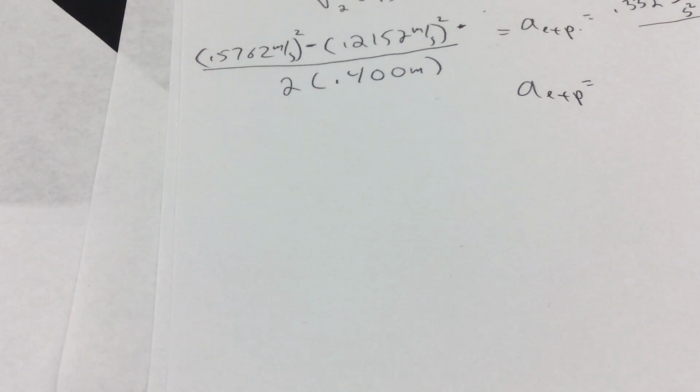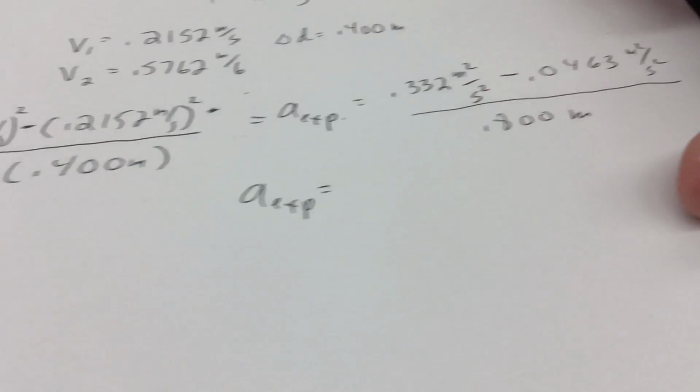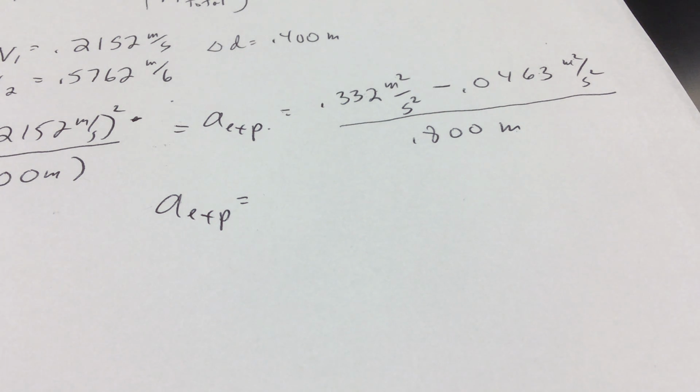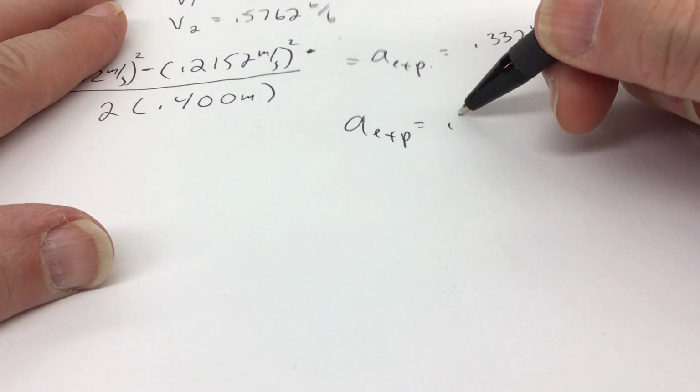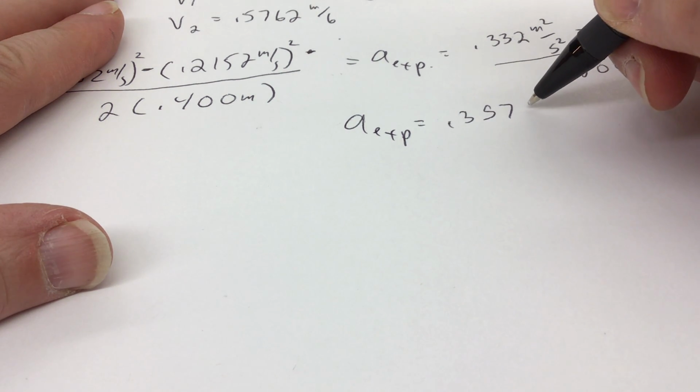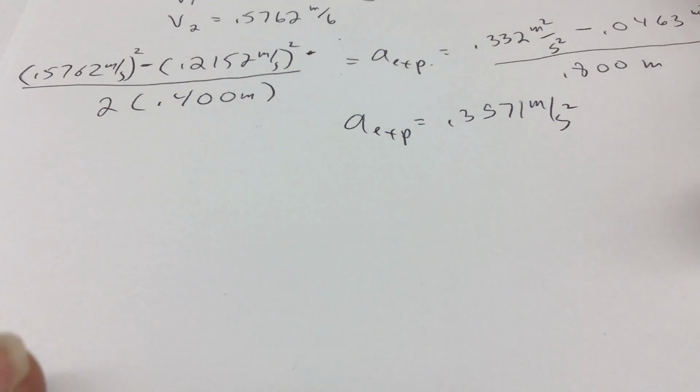So I am going to do that right now. I'm going to take 0.332 minus 0.0463 and divide it by 0.8. And I get 0.357 meters per second squared. So that's my experimental acceleration.